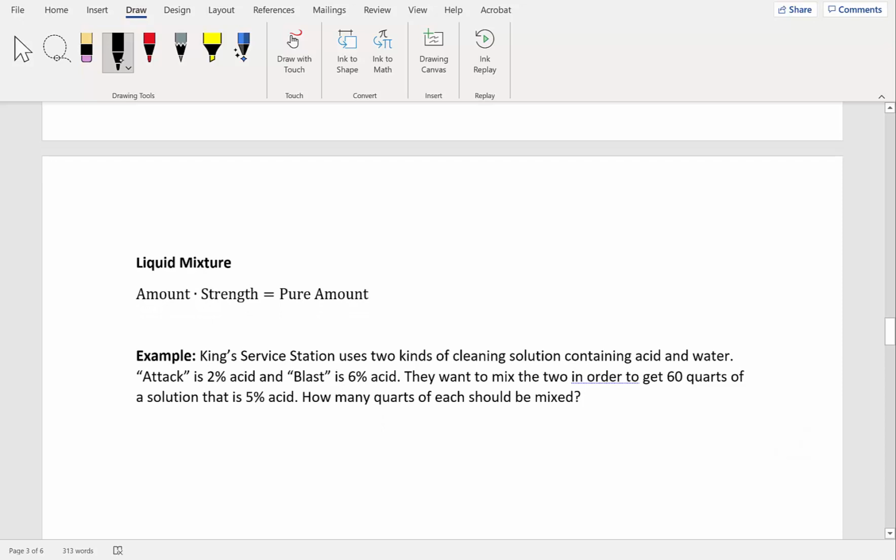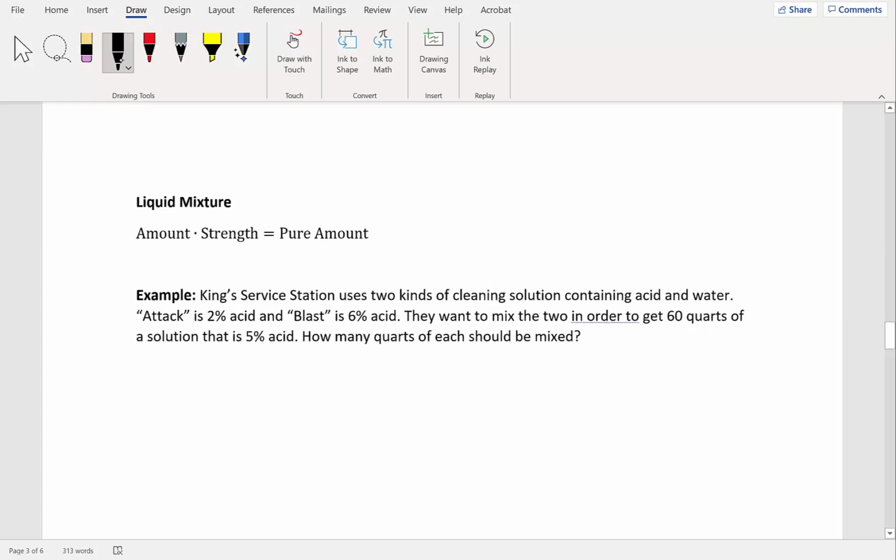So with this example, it says King's service station uses two kinds of cleaning solution containing acid and water. Attack is 2% acid and Blast is 6% acid. They want to mix the two in order to get 60 quarts of a solution that is 5% acid. How many quarts of each should be mixed? Okay. So let's go ahead and create our table.